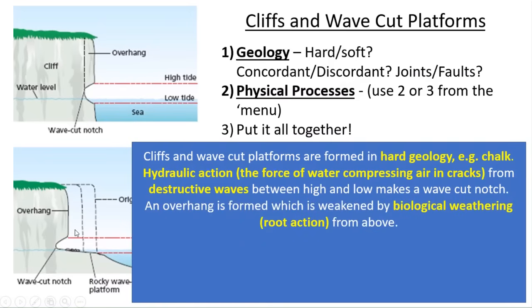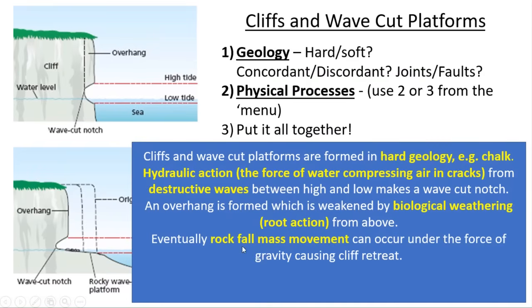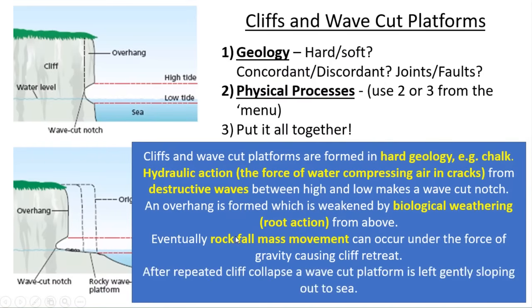An overhang is formed, you can see that here, which is weakened by biological weathering from above. So again, you can see plants growing there, root action, biological weathering. Now I've mentioned geology, erosion, and weathering processes. Eventually, rockfall mass movement can occur under the force of gravity, causing cliff retreat. So what I've now identified is that you've got this notch, you've got an overhang created and weakened by weathering, and this collapsed mass movement event has led to the cliff retreating.